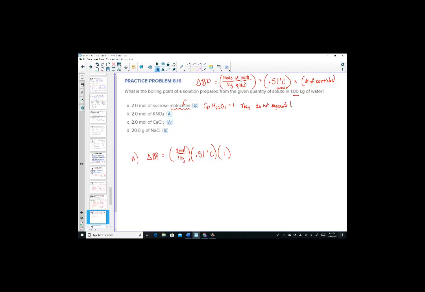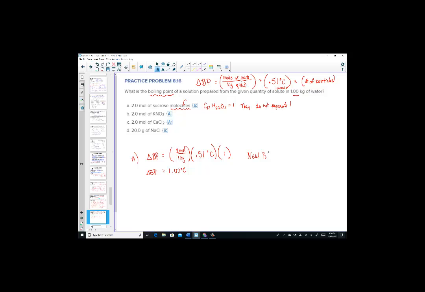So the change is going to be equal to 2 moles divided by 1. So just simply 2 times 0.51. Whoops, I hit a wrong button. 2 times 0.51, and my screen reads 1.02 degrees Celsius. And remember, that's the change in the boiling point. We want to know the new boiling point.